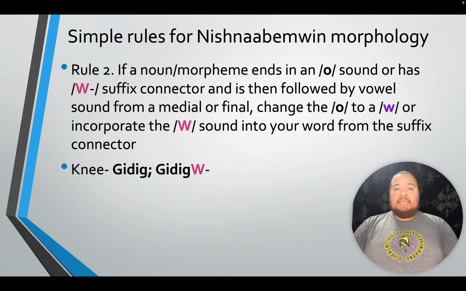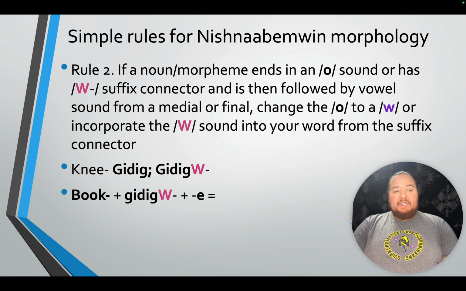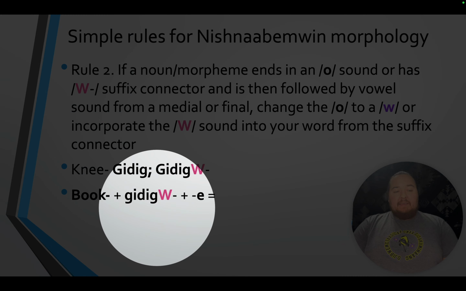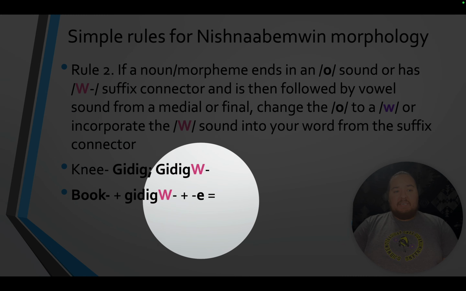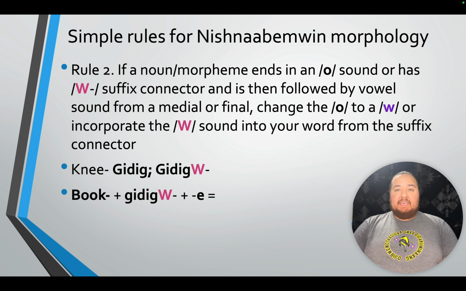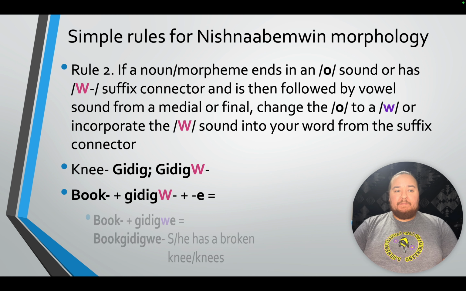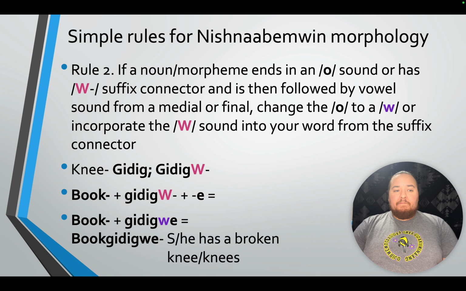So for example, gidig is our word for knee in Ojibwe, and it has a capital W suffix connector. Now when we combine these root words, we'll notice here that gidig is followed by a vowel sound with an E there. So when we add the E, we're going to keep our W suffix connector to maintain the structure of Ojibwe morphology. So bok plus gidigwe, bok gidigwe, means she or he has a broken knee or broken knees.